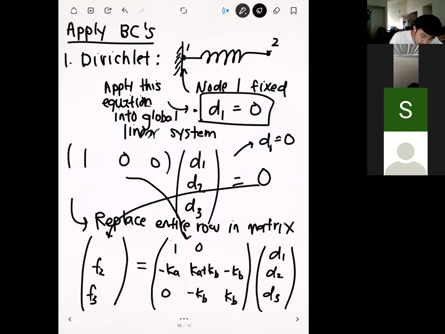So we're going to do 1, 0, 0. And then on the other side, we're going to have 0. And so if you perform the matrix multiplication for this first row, you would see that you get this exact equation right here, D1 is equal to 0. And so for Dirichlet boundary conditions, the way that you apply them is that you replace an entire row in the matrix with that Dirichlet boundary condition. Right, any questions on how we apply Dirichlet boundary conditions?